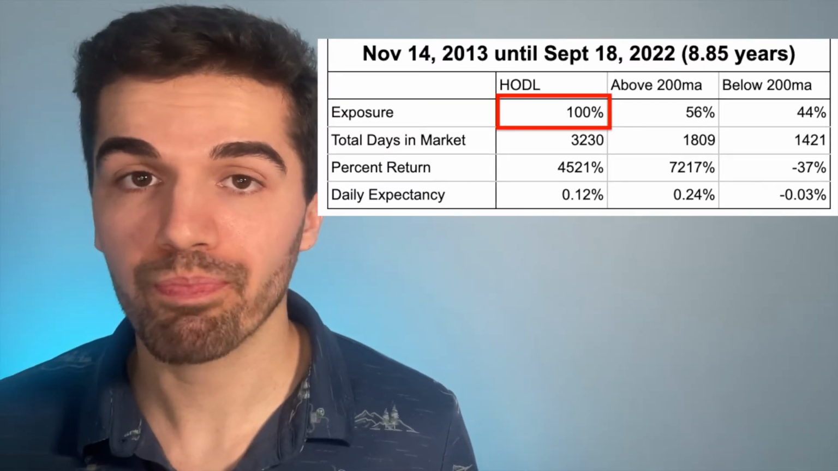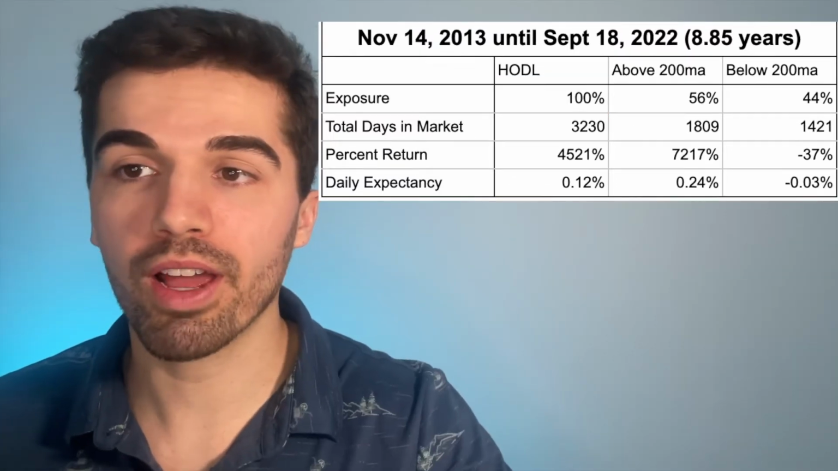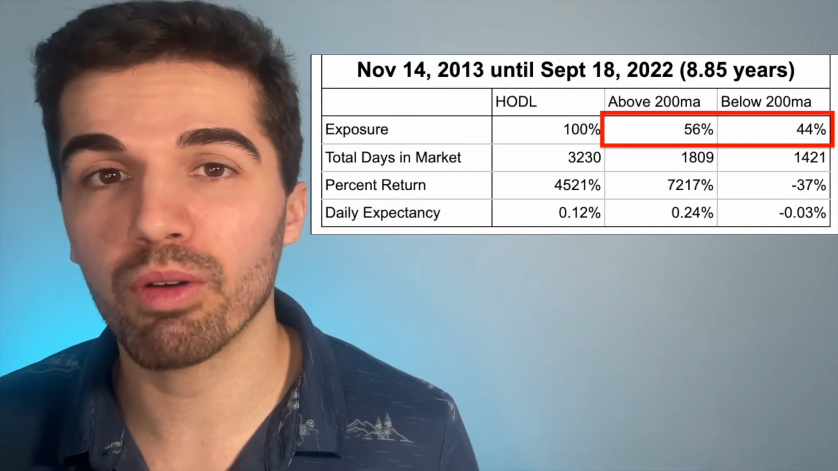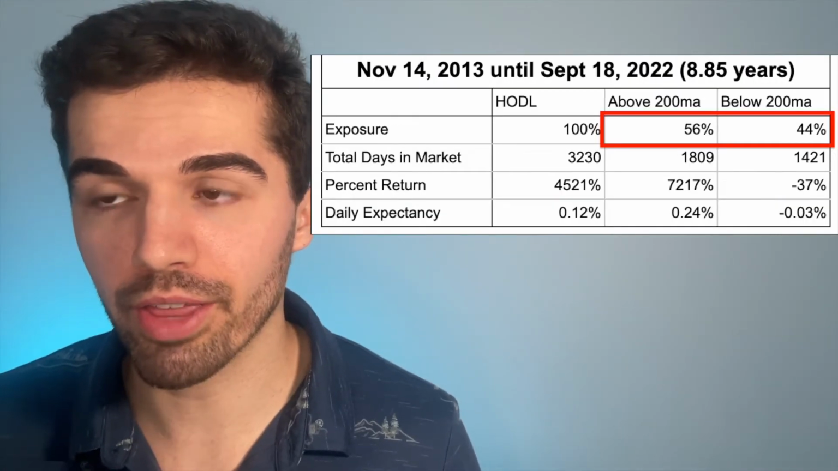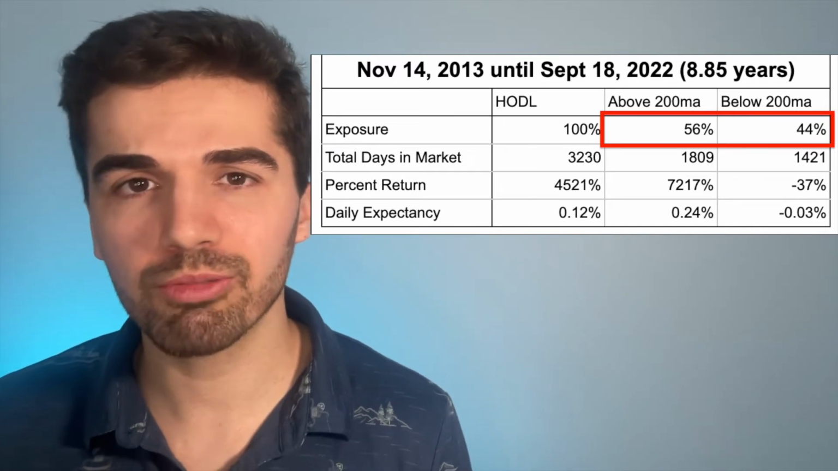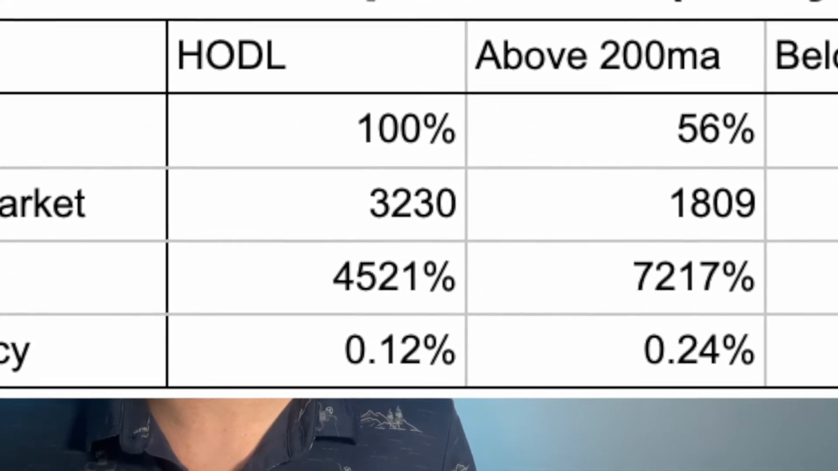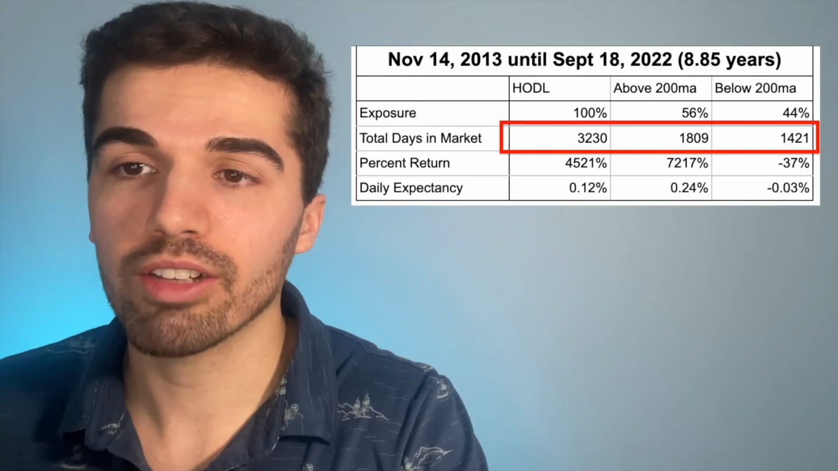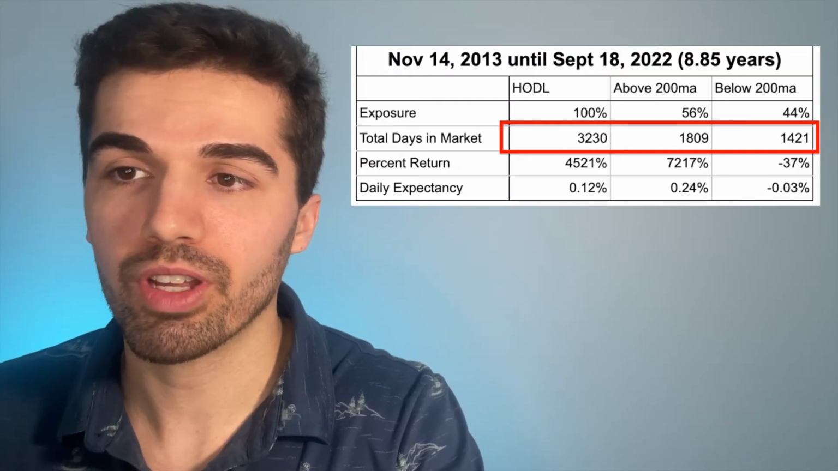But as you could see, the buy and hold exposure was 100%. When we're above the 200-day SMA, we're in the market about 56% of the time, and the remainder 44% of the time below the 200-day SMA. So we spend a little bit more than half the time above the 200-day. The total days in the market during this period, you can see all of them here.